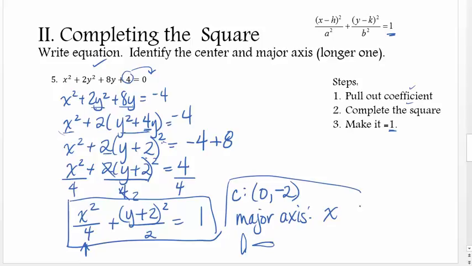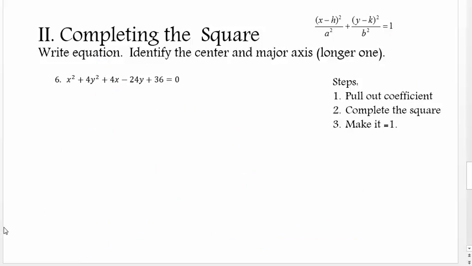All right, that's as hard as that gets right there. Okay, let's try another one. All right, let's group our variables together. So I have x squared plus 4x plus 4y minus 24, and I'm going to move my constant over by subtracting 36 from both sides.